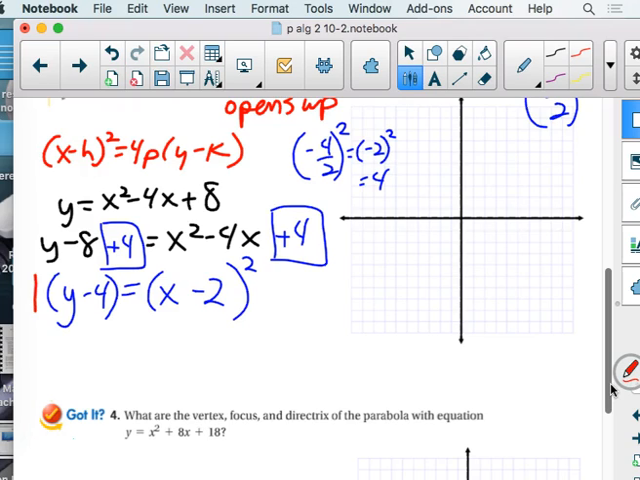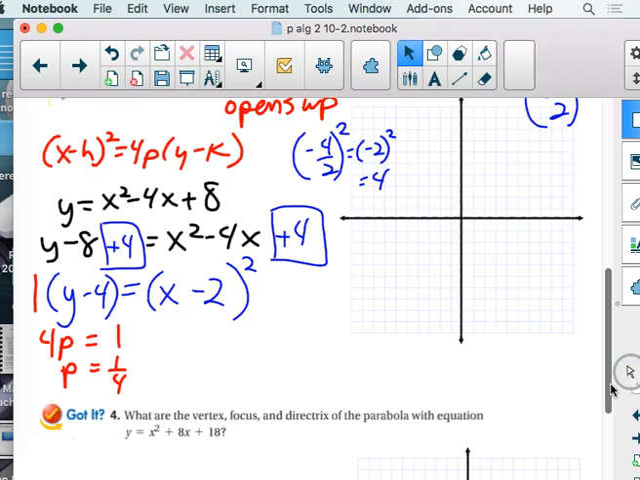There it is. So what that does is it tells me that 4p has to come out to 1. And I don't know why this book does this, but you're going to see that 1/4 shows up in your homework again and again and again. So 1/4 of a unit away from the vertex is where the focus is going to be. So, what did they want?